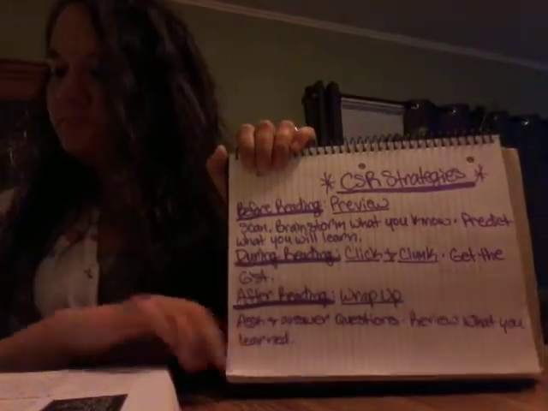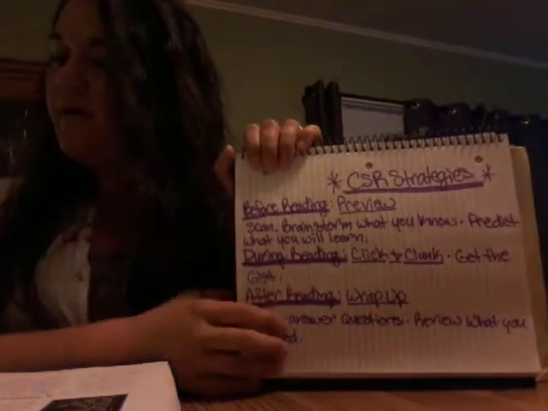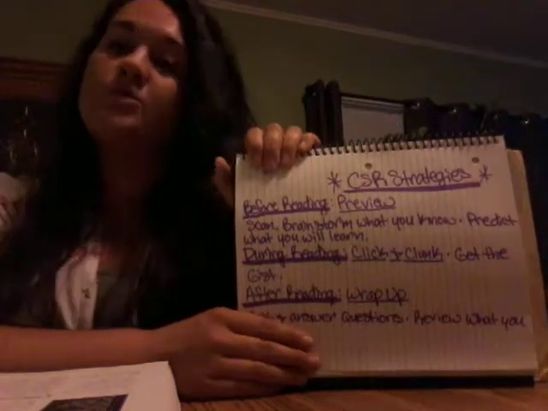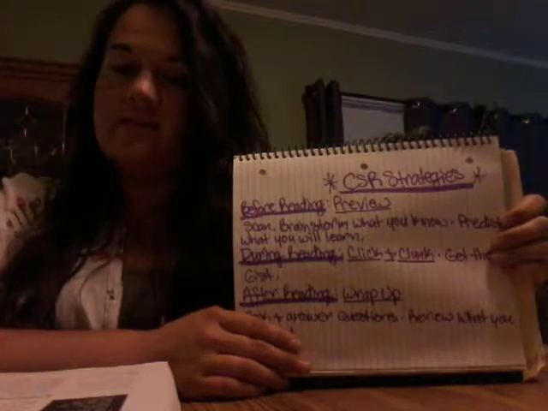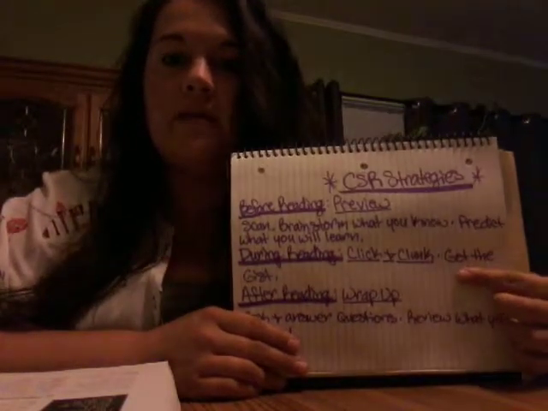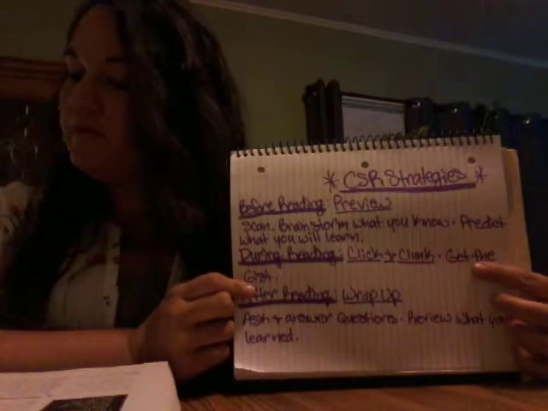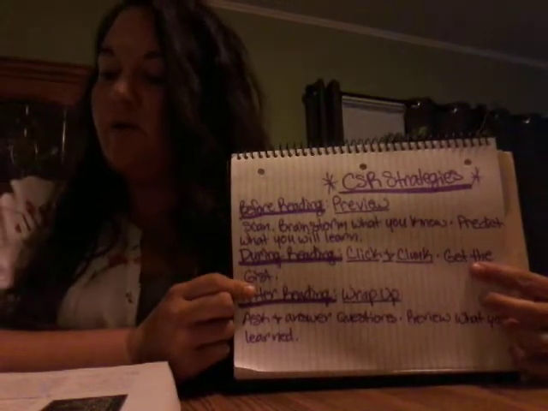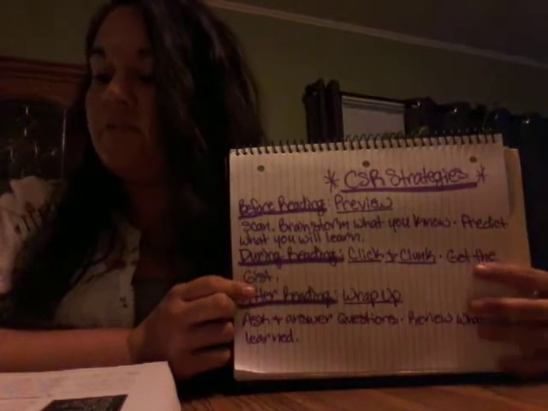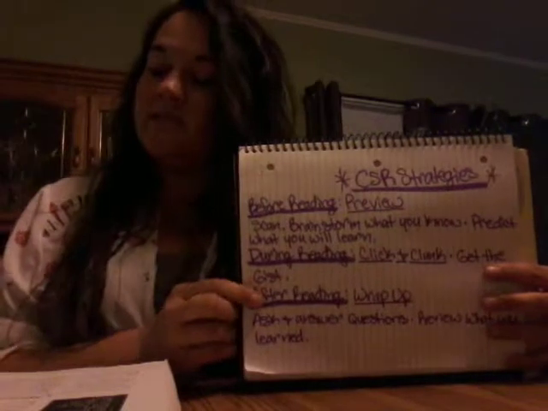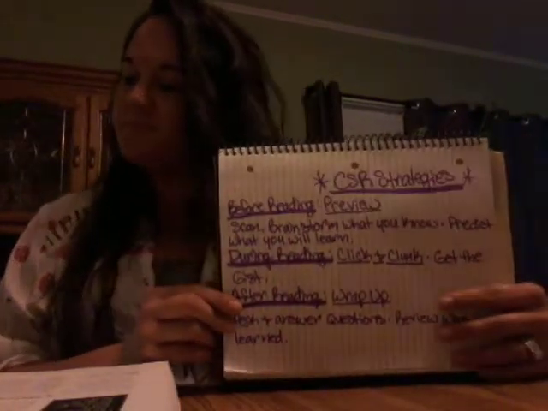So, in CSR, the paragraph shrinking process is called get the gist, right over here. Get the gist. And we've already learned about paragraph shrinking, and we're going to use the steps of paragraph shrinking to get to the gist of the first paragraph in this text.